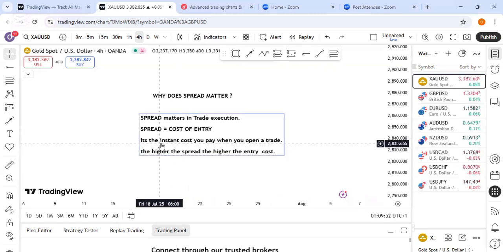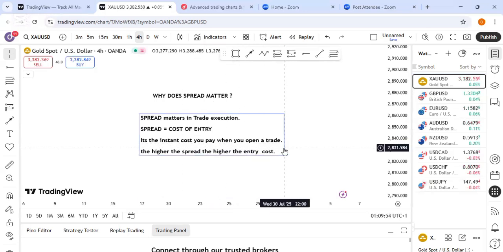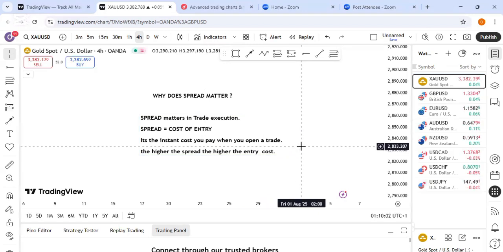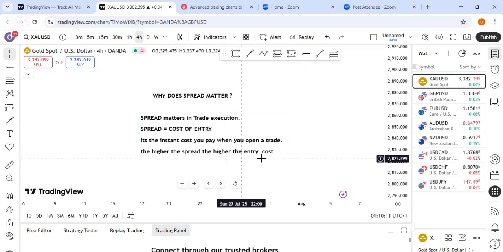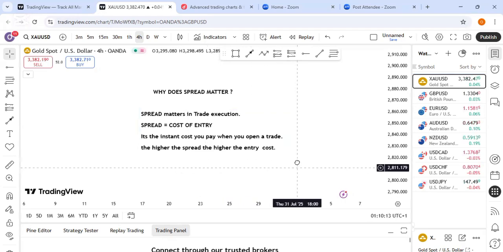So it is the instant cost you pay when you open a trade. The moment you click on that buy or sell button on your MetaTrader 5, you are already paying the spread to your broker. So it now depends on how much you are paying them. Is it higher? Is it lower? It depends on how tight your broker's spread is. So the higher the spread, the higher the entry cost. I already said that. There's nothing more about that.